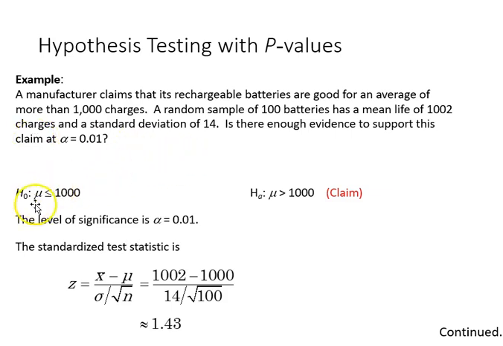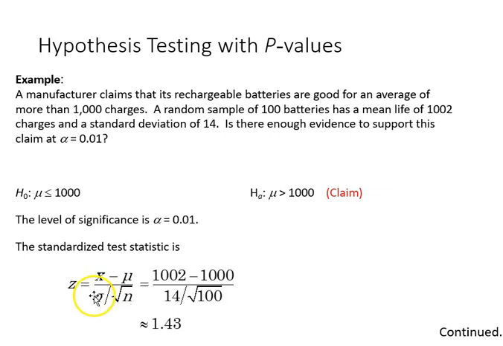So the null is mu is less than or equal to 1,000, and the alternative is mu is greater than 1,000. The level of significance is 0.01. Our standardized test statistic can be found using the available information. We've got our sample mean, from which our population mean is subtracted, and that comes from the claim.